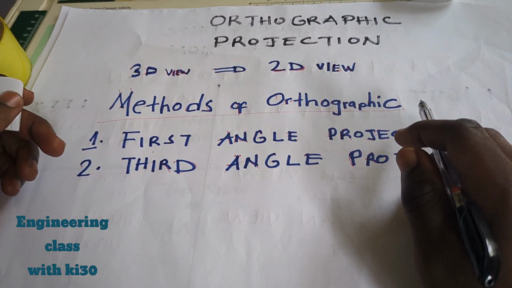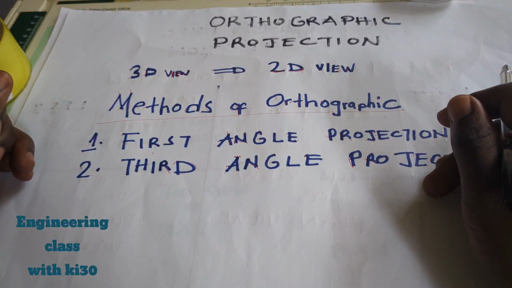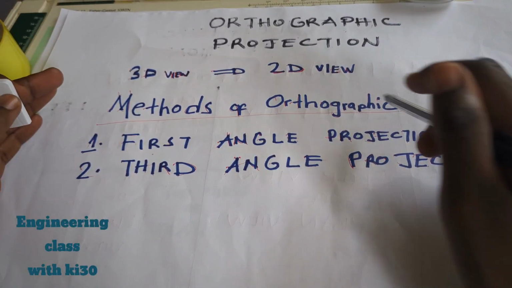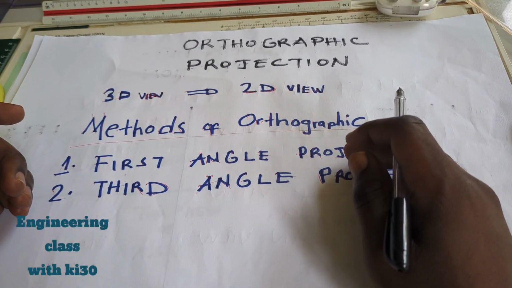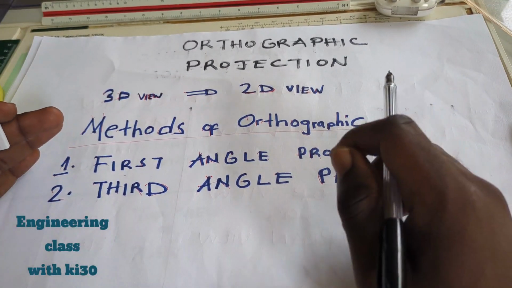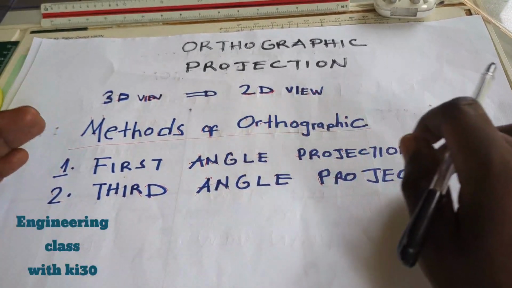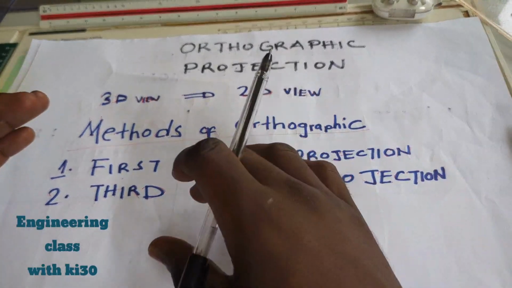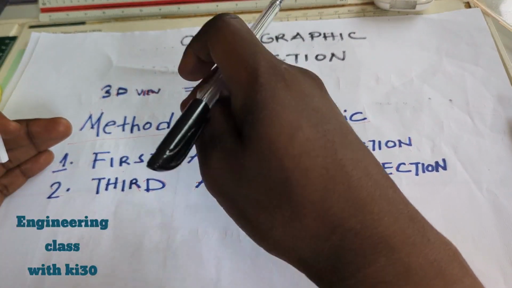Okay, welcome to our engineering class, and today we are going to talk about orthographic projection. Orthographic projection is simply the representation of the three-dimension view to the two-dimension view. In performing orthographic projection, there are two basic methods that we use, and these methods include the first angle projection and the third angle projection. Today's class we are going to discuss widely the difference between the first angle projection and the third angle.